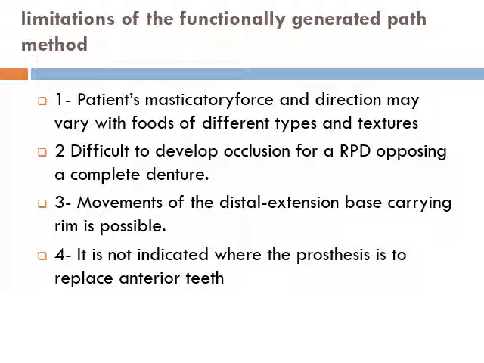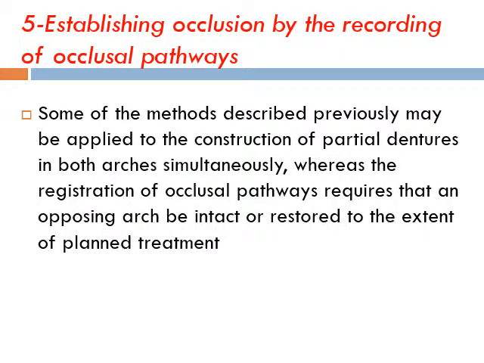Limitations of the functionally generated path method. The patient's masticatory force and direction may vary with foods of different types and textures. It is difficult to develop occlusion for the partial denture opposing the complete denture, which is the single denture cases in the upper. Movement of the distal extension bases carrying the record is possible. It is not indicated where the purpose is to replace anterior teeth with a functionally generated path; no, it is indicated in the posterior.